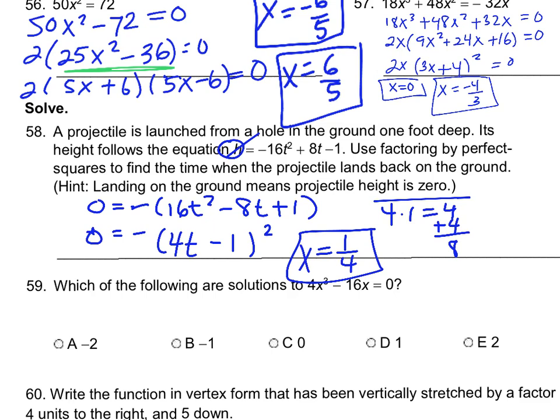So the projectile is launched from a hole in the ground 1 foot deep. Its height follows the equation. Use factoring by perfect squares to find the time when the projectile lands back on the ground. So the projectile will land back on the ground after 1/4 of a second.